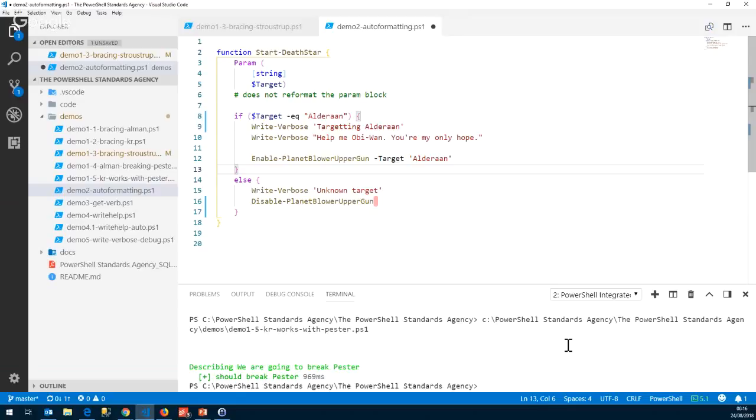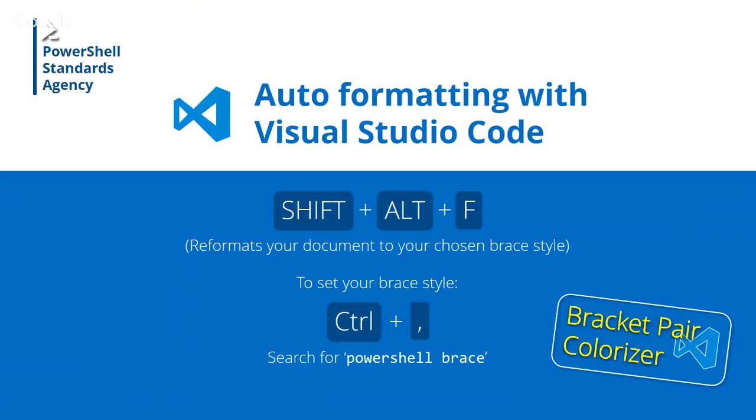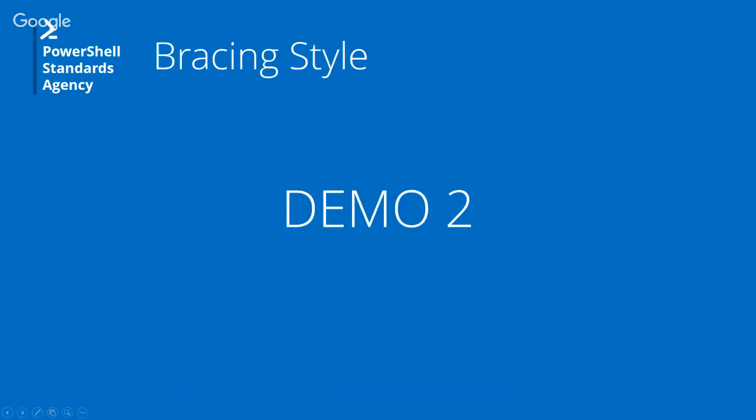Easy as that. And it's really handy if you're writing a lot of code and you're pasting things in from Stack Overflow, for example, or maybe you're looking at someone else's code and they use a bracing style that you can't get used to reading. You can press Shift, Alt, and F, and it'll set it to your bracing style. So that's a really handy one. That was that demo.